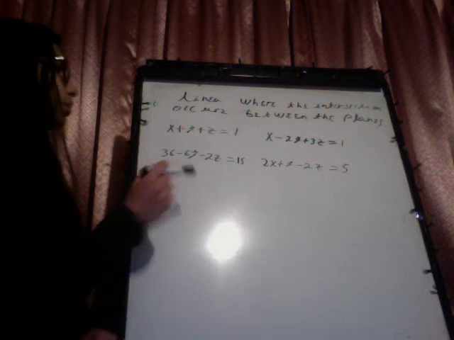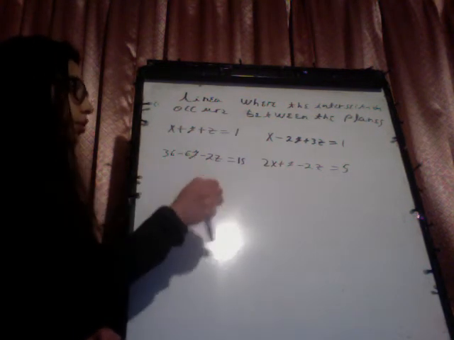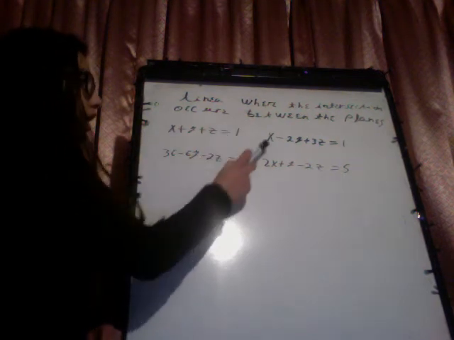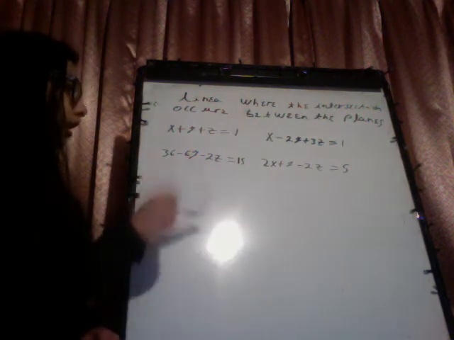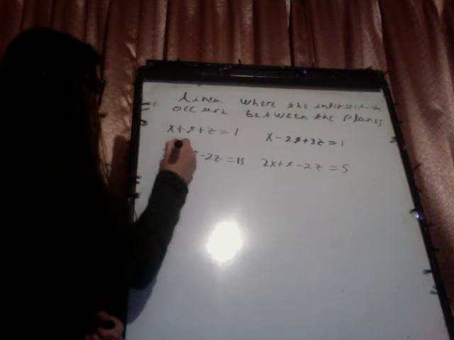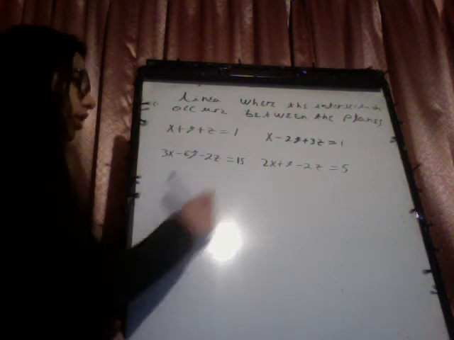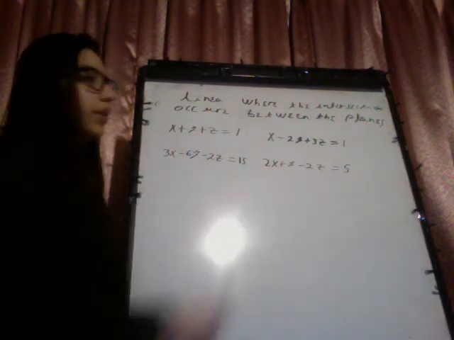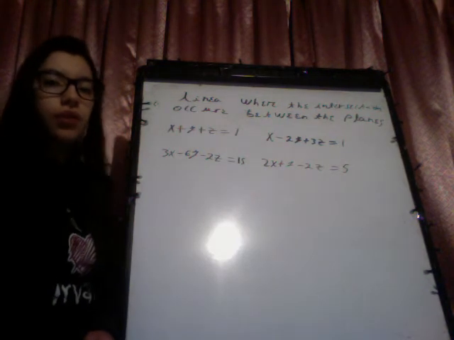So first, the line that represents the intersection between the planes x plus y plus z equals 1 and x minus 2y plus 3z equals 1. Then between the planes 3x minus 6y minus 2z equals 15 and 2x plus y minus 2z equals 5. If you think you can do it, stop the video now and then continue to see if we have the same result.